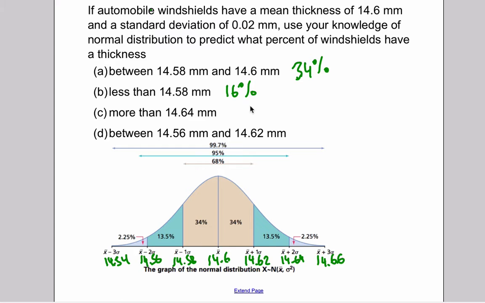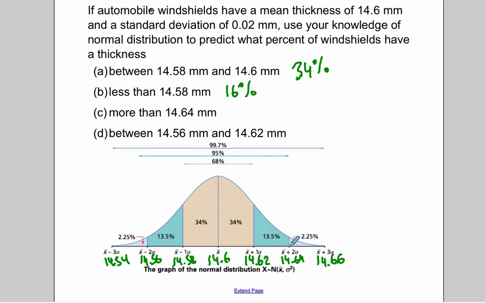So the other way we could have looked at this is if we wanted to know what percentage of the population was above 14.58, well, we know that between 14.58 or one standard deviation below the mean and the mean is going to be 34% of the population, and above the mean is going to be 50%. So 34 plus 50 will be 84%, will be above the value 14.58. So correspondingly, 16% of the population will be below 14.58.